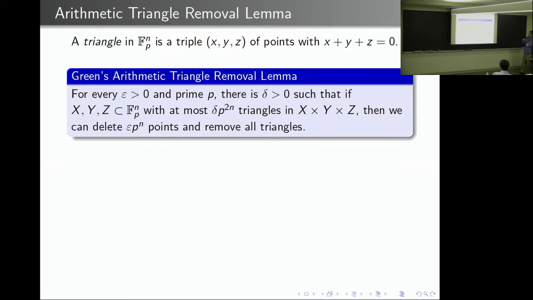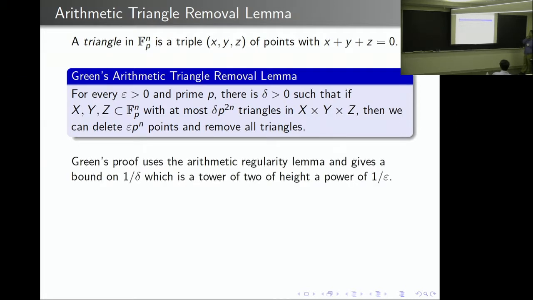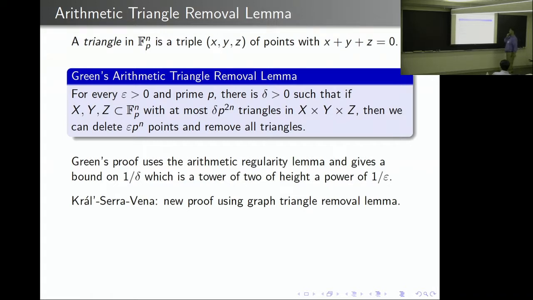And it uses this arithmetic regularity lemma. It gives a bound on 1 over delta, which is this big tower. Kral, Serra, and Vena, several years later, so I stated this for F_p^n. In Ben Green's proof, what he shows there is that it actually works for any abelian group. He's using Fourier analysis there. And Kral, Serra, and Vena gave a new proof using the graph triangle removal lemma that extends to non-abelian groups, so for all groups.